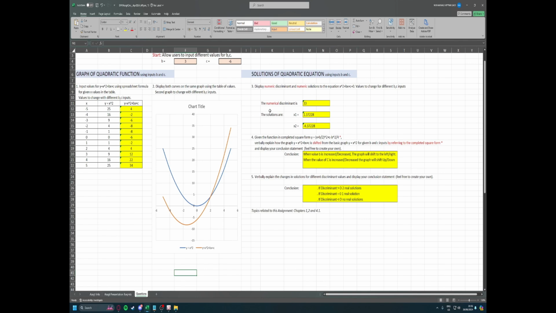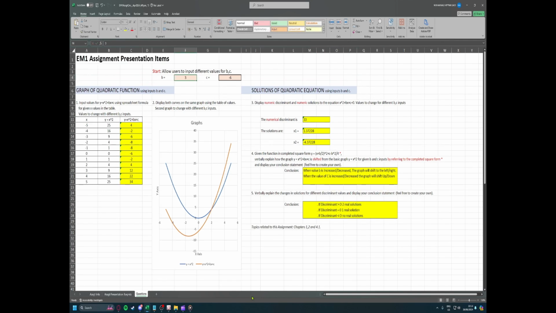Thirdly, the discriminant. The formula is b squared minus 4ac. Using this formula, I achieved the discriminant of 33, which is a positive number, giving the two solutions in x1 and x2.